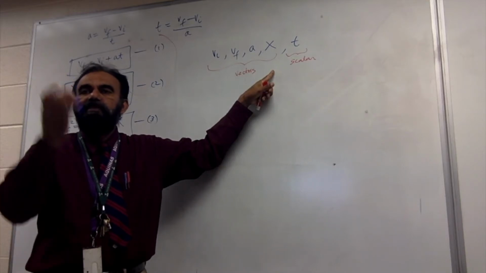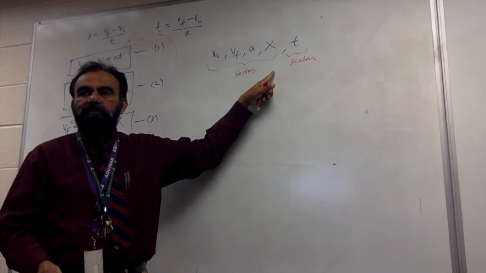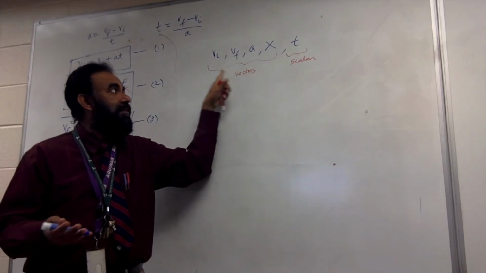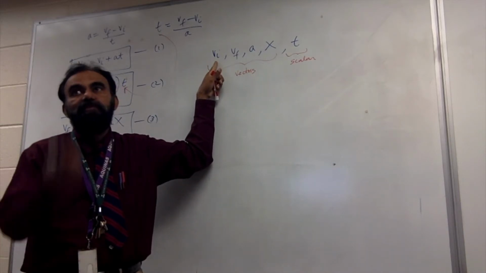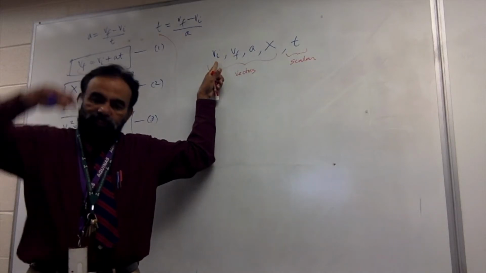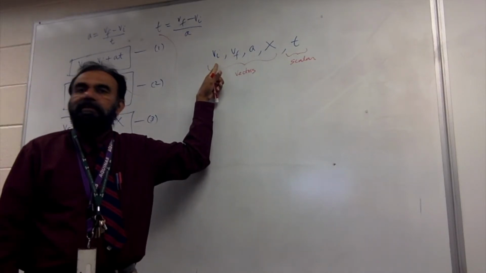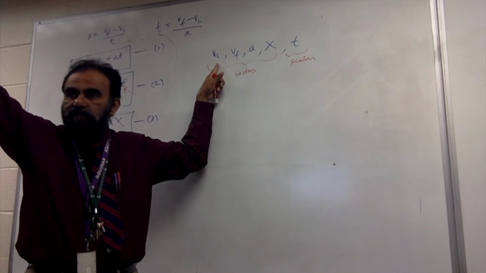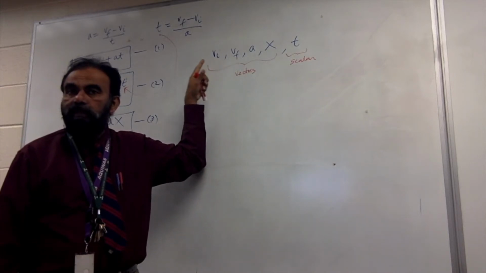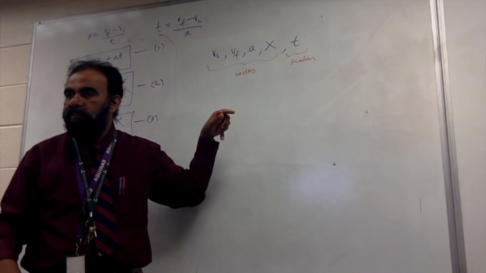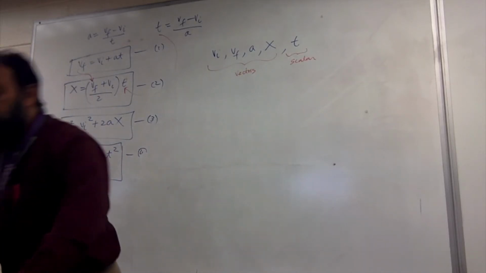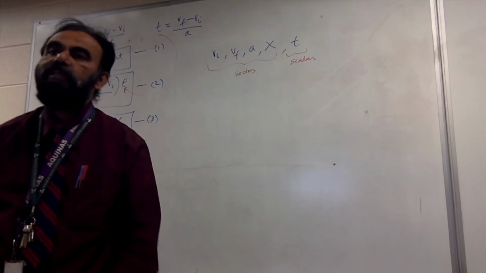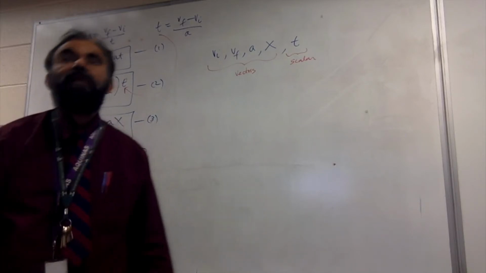If I say I'm throwing something upward with some initial velocity, that will be positive, because I'm throwing it up. If I throw something downward, if I drop something like this, if I drop it, what's the velocity? What's the initial velocity when I drop it? Zero. You get it?